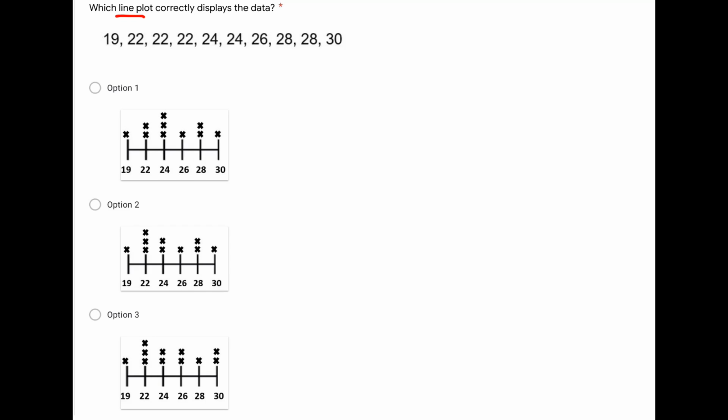Which line plot correctly displays the data? This data is already in order, so you need to find which one has 119. If you look, they all have 1. 3 22s. Well, this one does not, so that is out. 2 24s. And you can go on like that, following and checking for your numbers and how many x's correspond with the number.